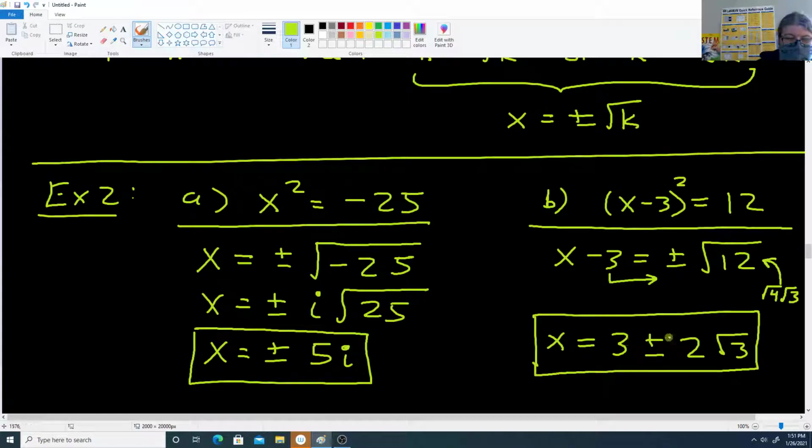We're not able to add the 3 and the 2 together here because of order of operations. The 2 has to multiply with the square root of 3 before it adds to the positive 3. So you're not able to do 3 plus 2 and 3 minus 2. You have to keep it like that.